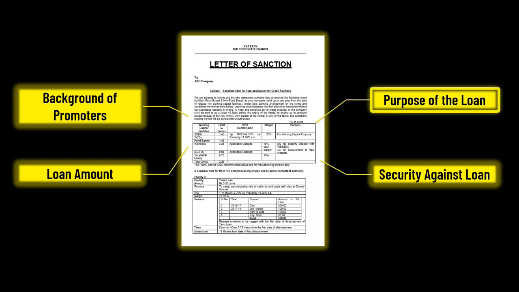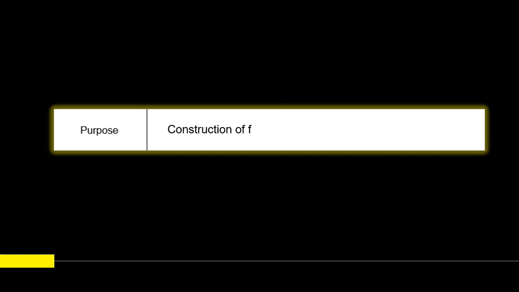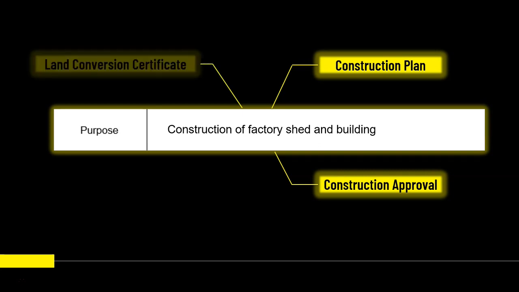Purpose of the loan. If the loan is for purchase of machineries, the first document that should come to your mind is the quotation. Nowadays, we prefer quotations with GST number because it's easy to verify the genuineness of the supplier or vendor. If it is for constructing a factory shed and building, you should think of asking for plans, approval, and a land conversion certificate.